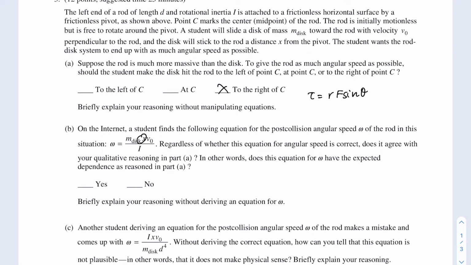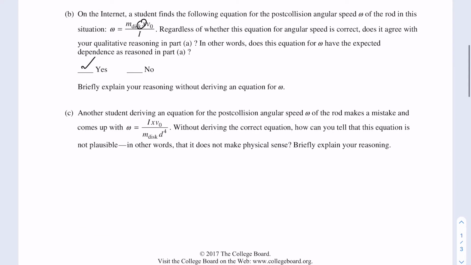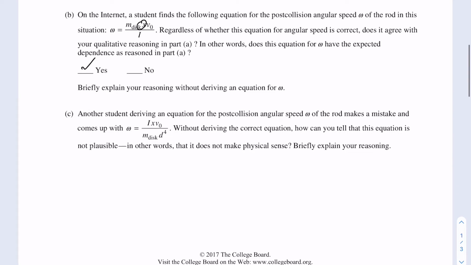Now moving on to part C, we see that another student gave us another equation and we need to find if this one makes physical sense or not. This time the mass of the disk is in the denominator of the equation, which does not make sense, since if we increase the mass of the disk, we would expect it to give more angular momentum to the rod, and therefore the rod should increase in angular velocity. So this one is no.